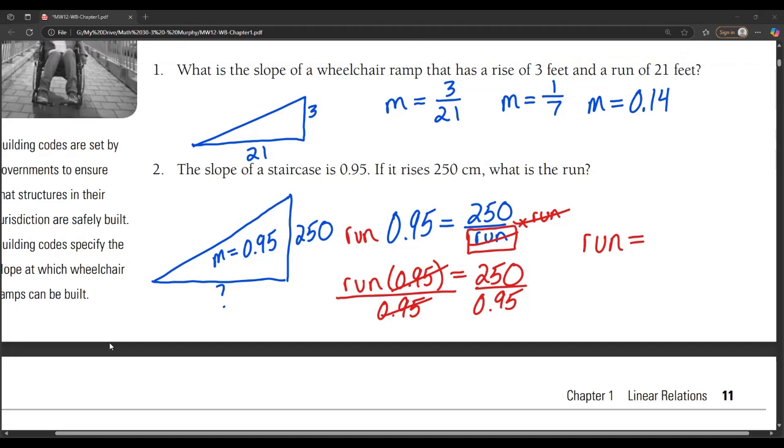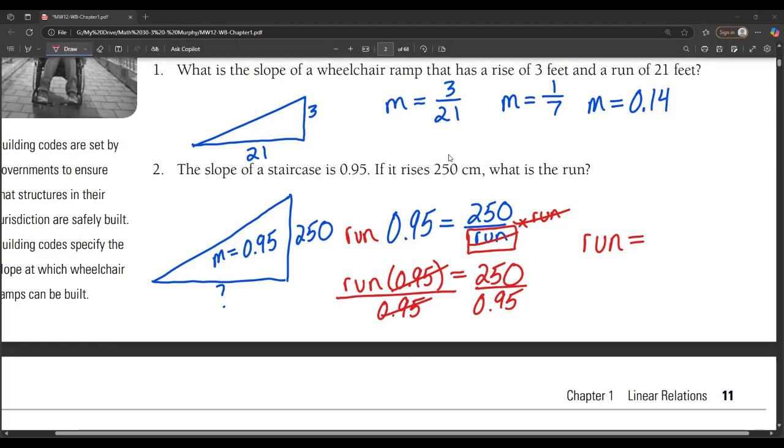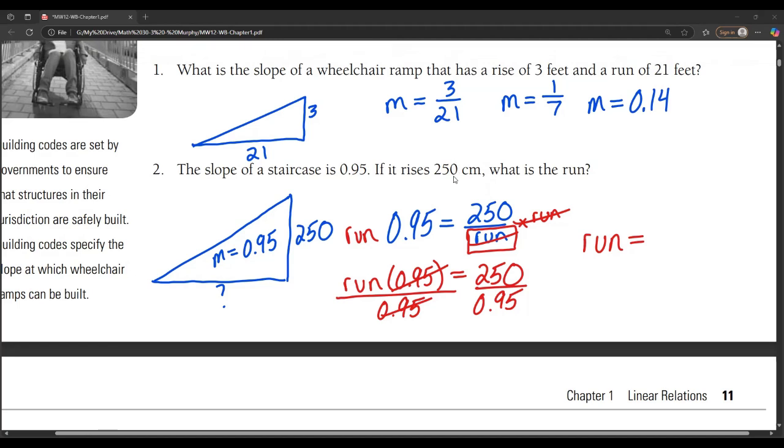And we end up with 263 centimeters. If the information given was a decimal, like 250.7 centimeters, we would have gone to one decimal place, but because they stop at the ones place, we will too. So 263 centimeters. And that's what the unknown ended up being.